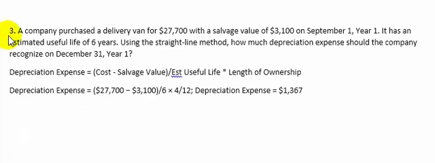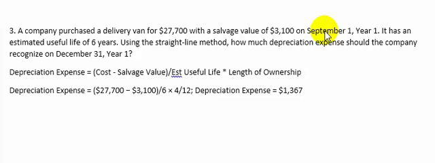Question number 3. A company purchased a delivery van for $27,700 with a salvage value of $3,100 on September the 1st of year 1. Remember now, this is not going to be a full year of depreciation because we're buying it in September. It has an estimated useful life of 6 years. Using straight line depreciation, how much depreciation expense should the company recognize on December 31st of year 1? Well, how many months are going to go by from September until December?